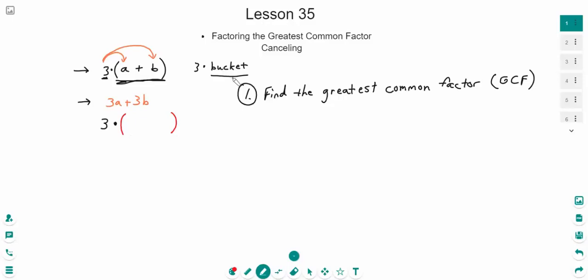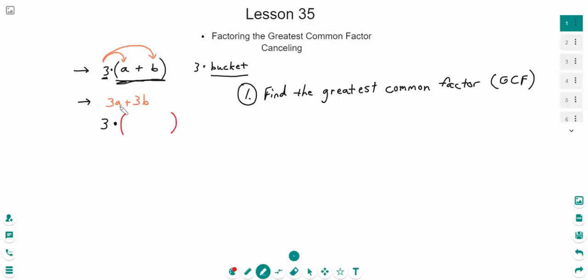Remember, it's the bucket, all right? We know that 3 is common, so we're going to pull that out and set that out here as our greatest common factor. And then we're going to multiply that by the bucket. And the bucket is going to contain everything else that is not a common factor, okay?